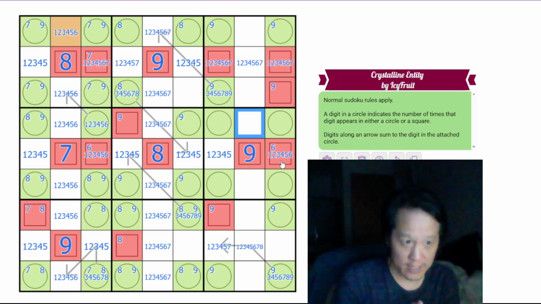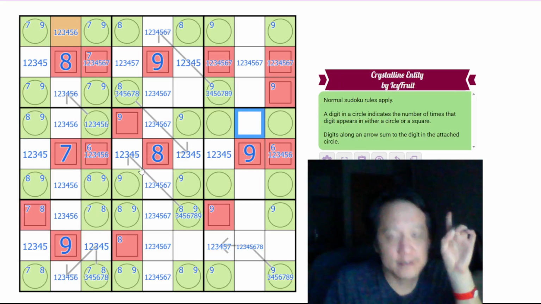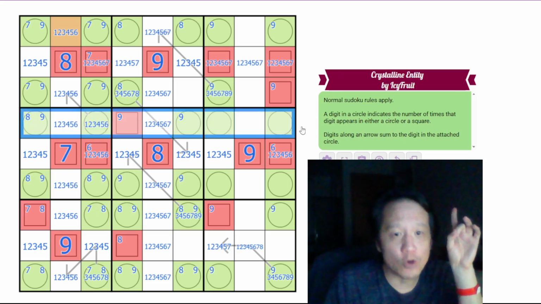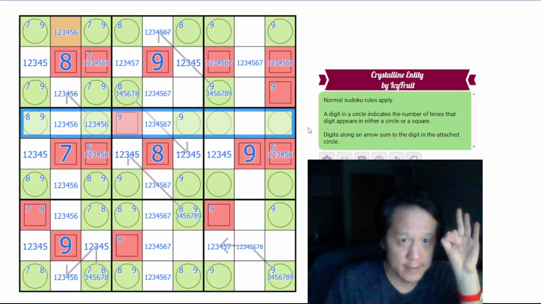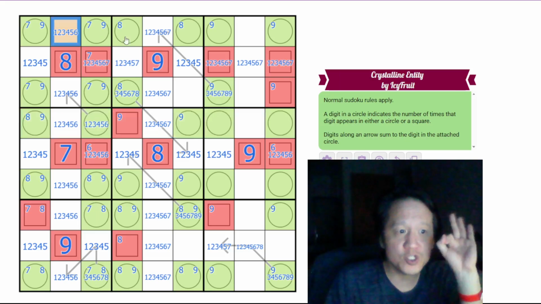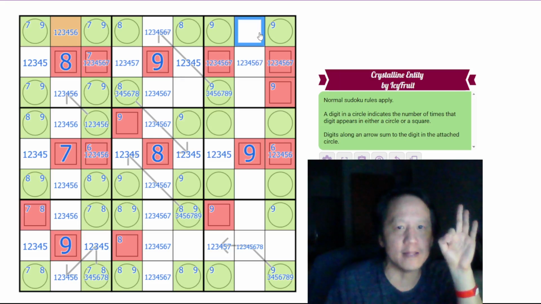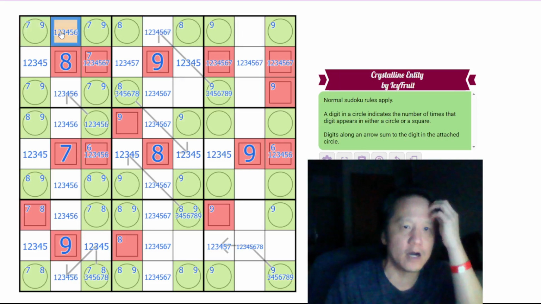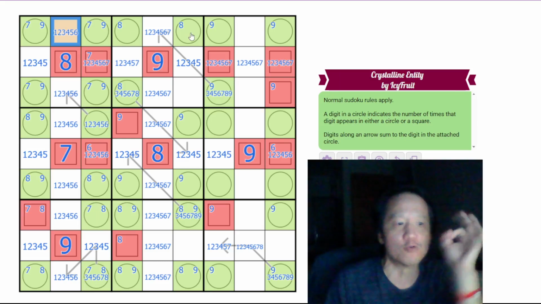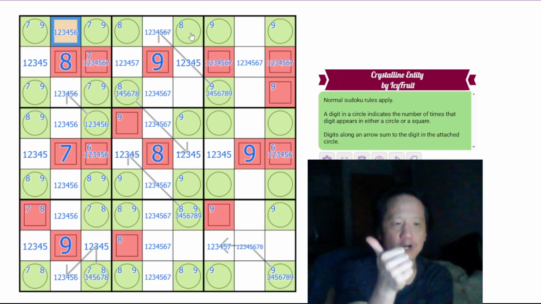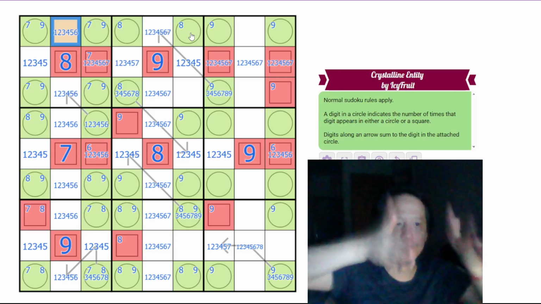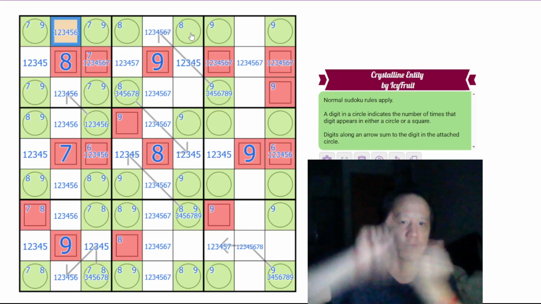That means that for row 4 specifically, those digits which are not in the circles cannot appear in columns 2, 5, and 8, because we know they have to be in columns 2, 5, and 8 in row 1, row 6, and row 9, because there's only 3 spaces for it. So they will occupy those 3 columns in those specific rows.